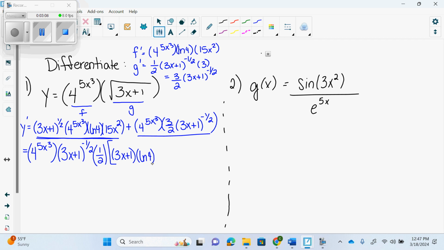And when I take a half out of 15, what does it turn to? What's 15 divided by half? What's 15 divided by half? When you divide by half, what do you actually do? You multiply by 2. So we're going to get 30x squared.